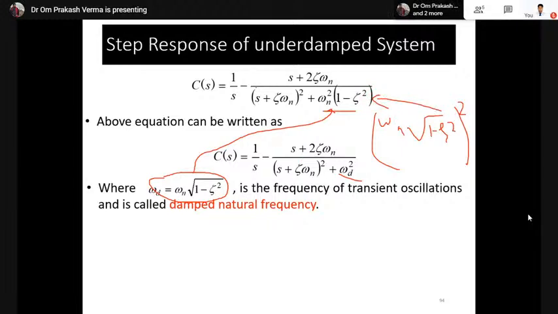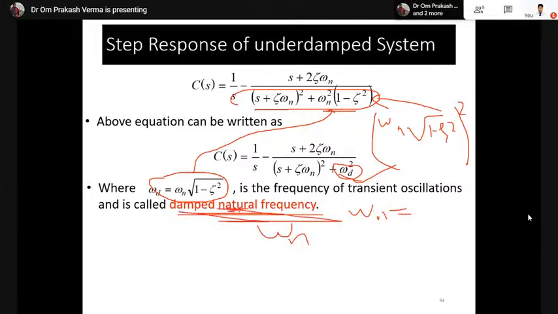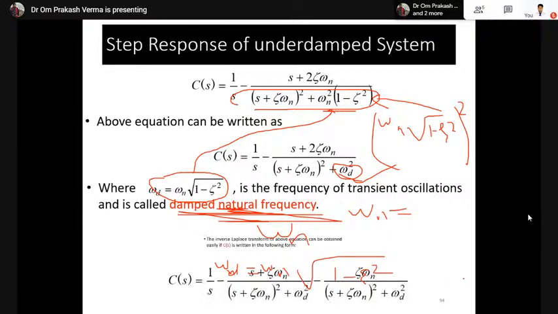So now the equation becomes 1 upon s plus 2 zeta omega n, and in the denominator s plus zeta omega n square plus omega d square. Right. Omega n is known as the undamped natural frequency. However, omega d is known as the damped natural frequency. It is very, very important. Omega d is the damped natural frequency, denoted by omega n into root under 1 minus zeta square. It is very important.